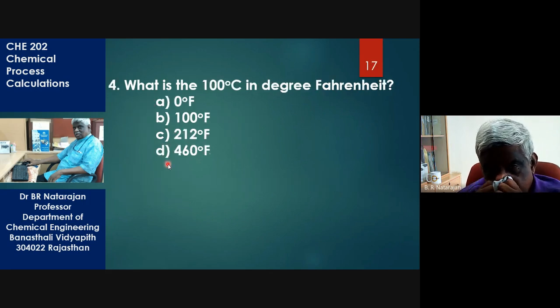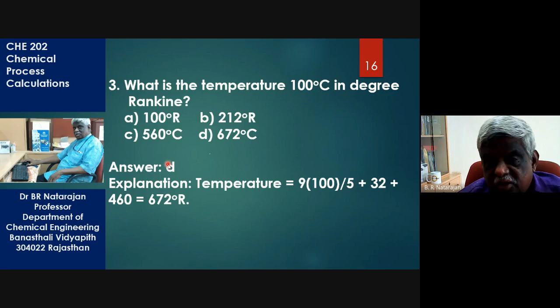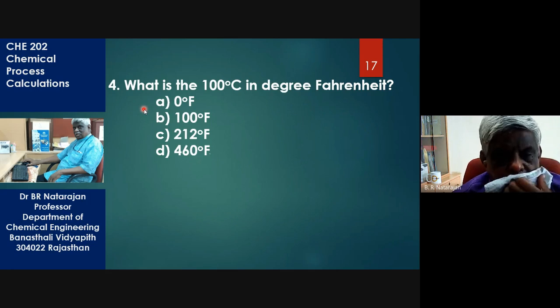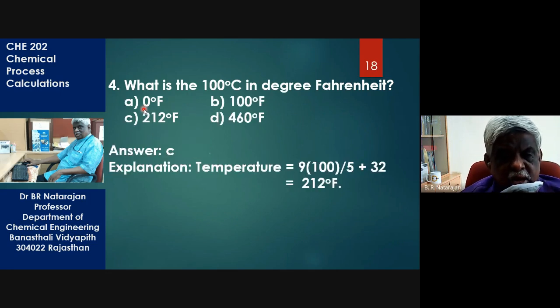Next, what is 100 degrees C in Fahrenheit? Remember, in the previous question, we converted 100 degrees C into Rankine. Now we are converting 100 degrees C in Fahrenheit. We know the conversion. 1.8 into 100 plus 32, right, that comes to 212 degree F. So 100 degree C is same as 212 degree F. So C is the right answer.